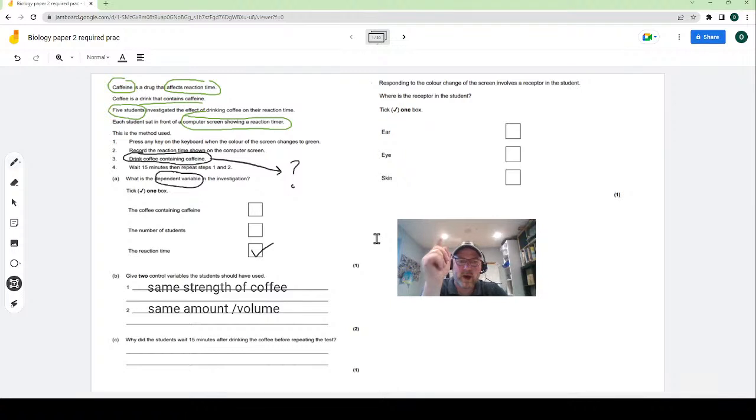Okay, guys. Why did they wait 15 minutes? Very good, Adam. So it can get into the blood. Yeah, it needs to be digested, get into the blood. Good. Yeah, for it to have an effect. The drug's going to take time to have an effect.